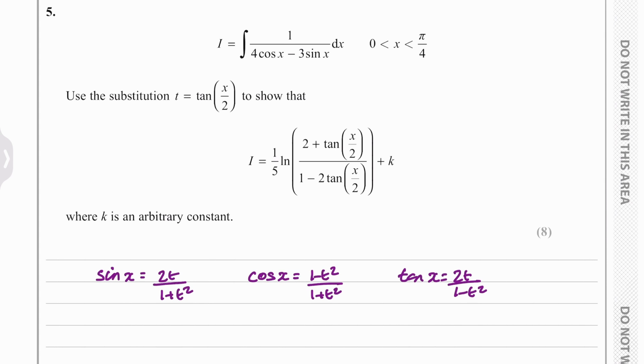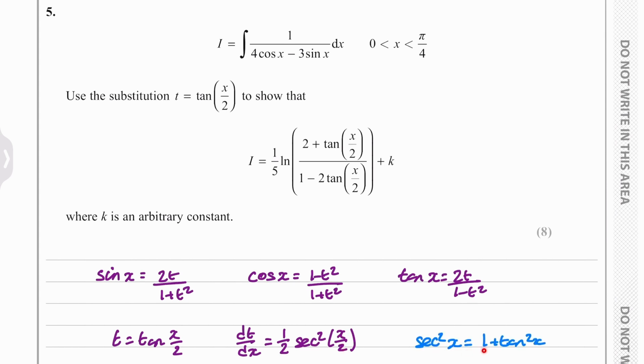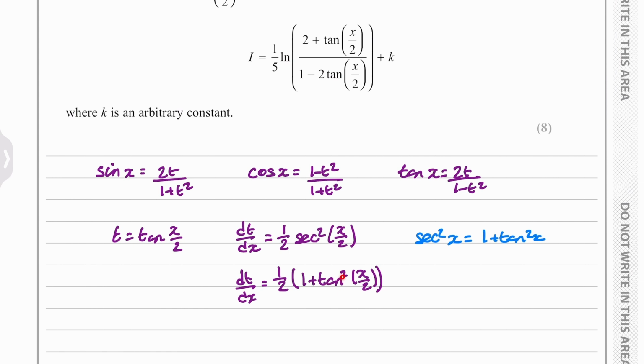So now what we're going to do is rewrite this integral in terms of t. But we're also going to need to replace this dx term. So if t equals tan of x over 2, we need to differentiate this to find dt by dx. And this is a standard derivative given in a formula booklet, which is 1/2 of sec squared of x over 2. And then we can use this identity to write sec squared back in terms of tan squared. And then we know that tan squared of x over 2 is the same as t squared.